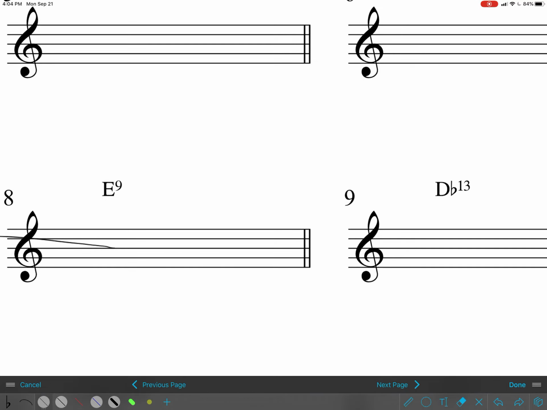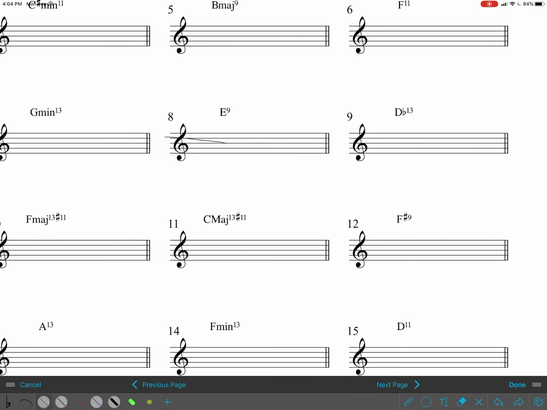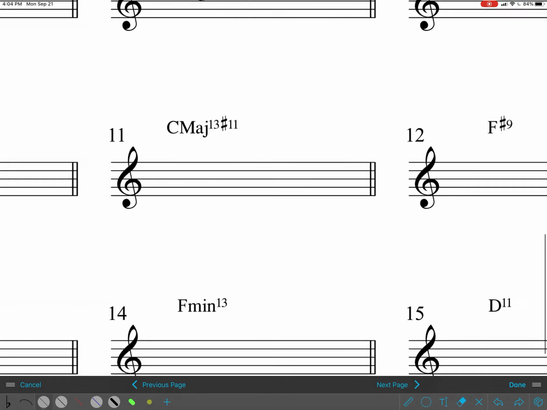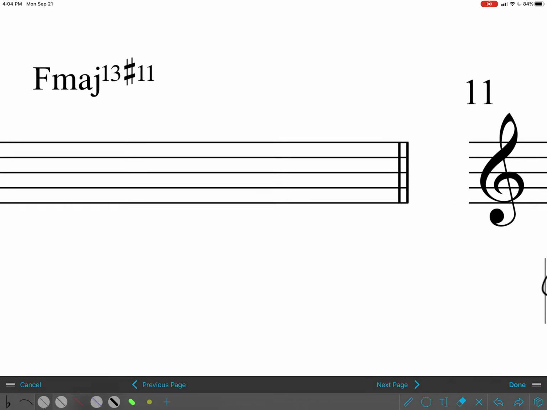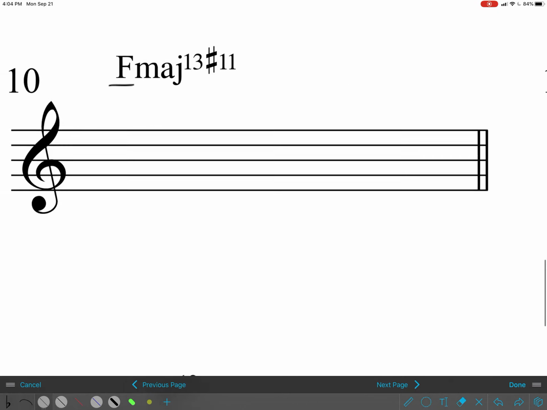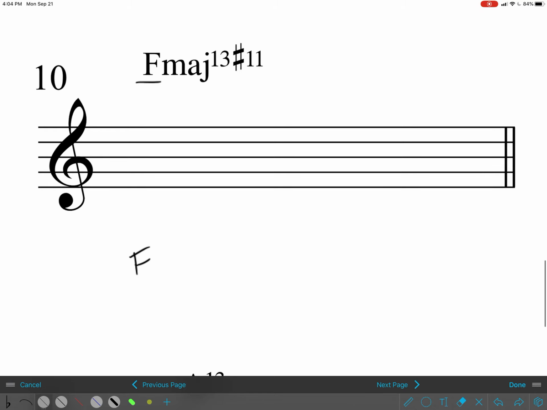Sorry, I want this to move. Let's do C major 13, sharp 11, okay? So I'm in the key of C. Actually, no, that one's too easy. Let's do this one here. Bam. F major 13, sharp 11. So we're in the key of F. We know we're going all the way up to our 13th, and there's something funky happening with our 11th.